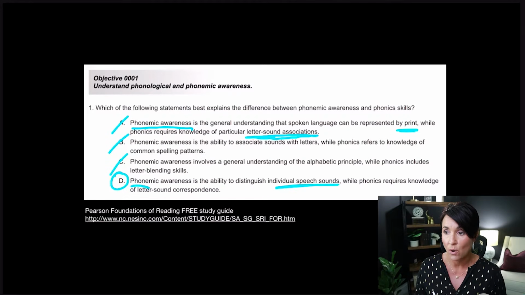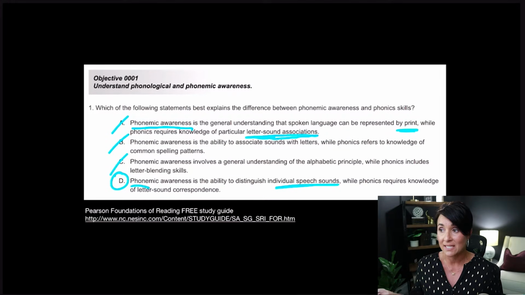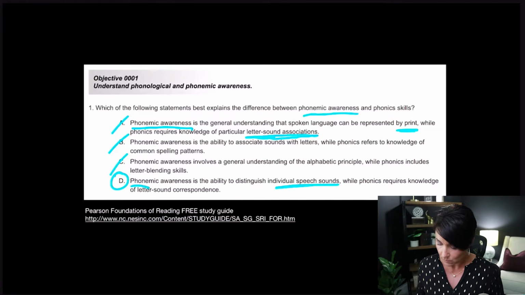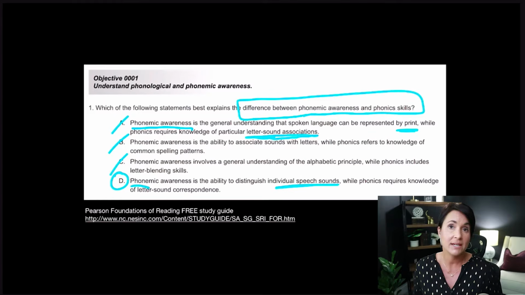Let's go ahead and read the question, make sure we're on the right track. Which of the following statements best explains the difference between phonemic awareness and phonics skills? There it is. What's the difference? And we did it without even having to read the question. So it's important we work backwards. It's important we know the difference between phonemic awareness and phonics.